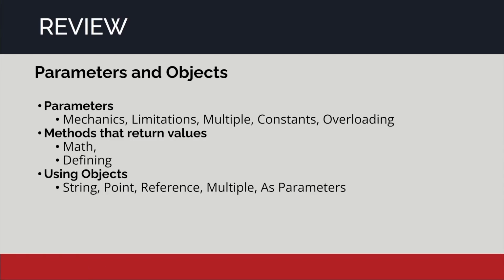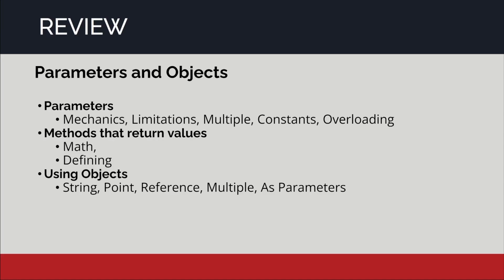In session 3 we talked about parameters, the mechanics of using them, the limitations, multiple parameters, using constants, and then overloading methods by having different signatures with different parameters. And then we had some material on methods that return values, non-void methods. Void methods return nothing. We looked at the math class, and we defined some of our own methods that had return values. And then we talked about using objects.